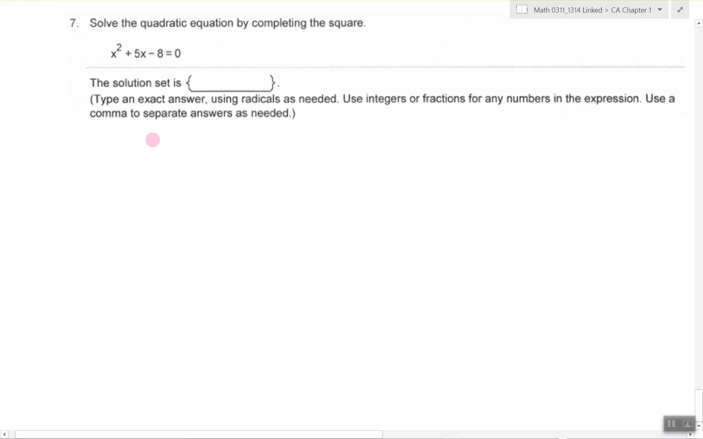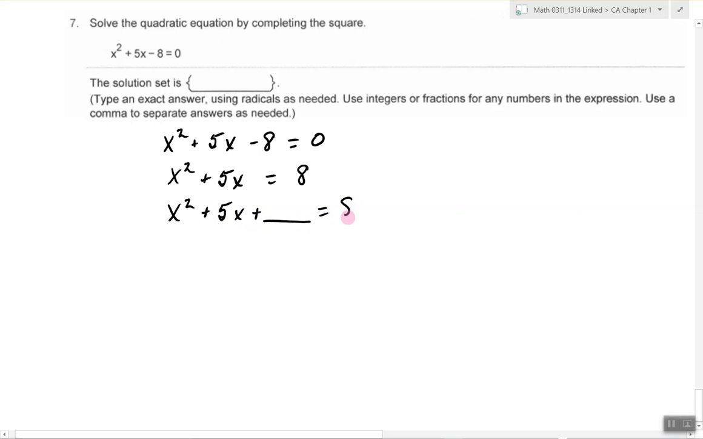Still supposed to solve by completing the square. I have x squared plus 5x minus 8 equals 0. This is a 1, but this is on the wrong side. So x squared plus 5x equals 8. Put our blanks. X squared plus 5x plus blank equals 8 plus blank.